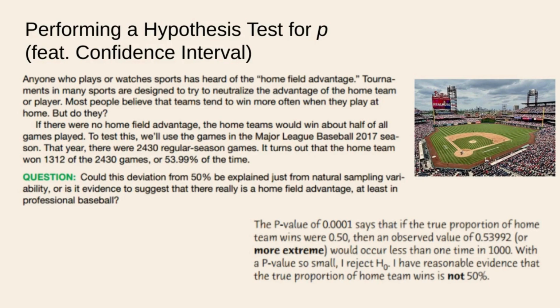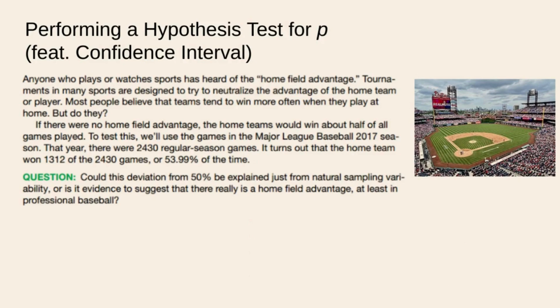That's not very likely. With a p-value that small, I reject the null hypothesis. I have reasonable evidence that the true proportion of home team wins is not 50%. Thanks to the textbook for that very precise description in the context of the problem. Now, what do we do with that information?